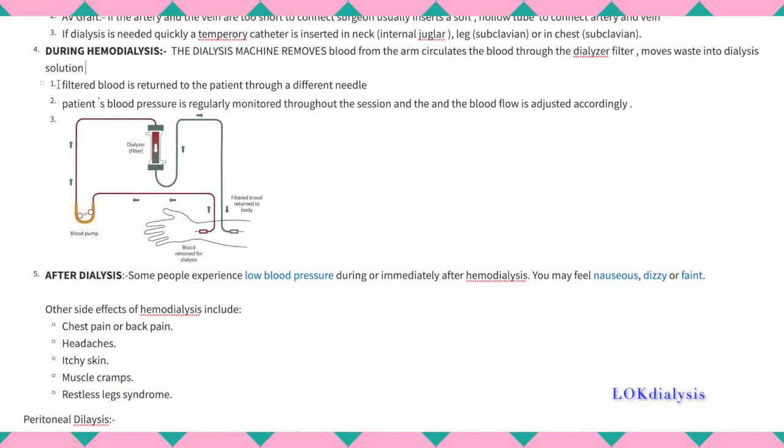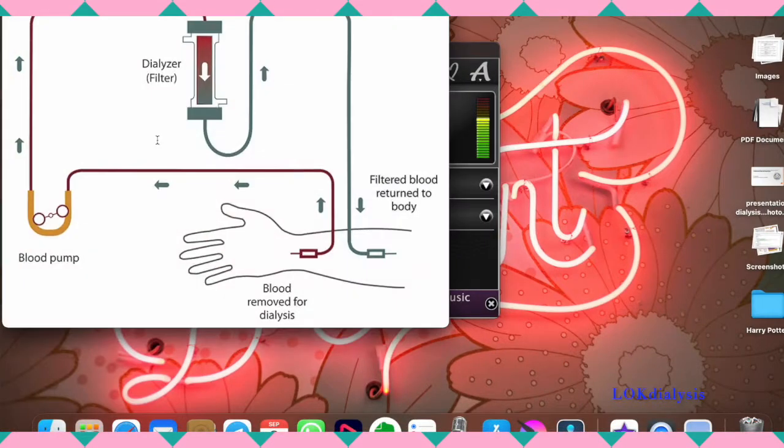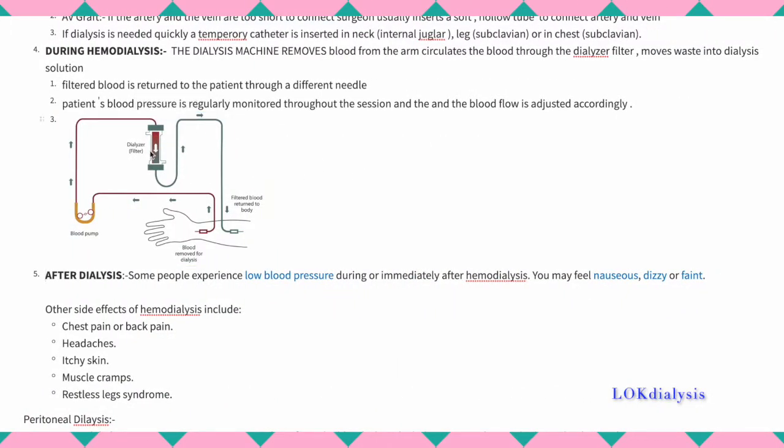Here the filtered blood is returned to the patient through a different needle. The patient's blood pressure is regularly monitored throughout the session and the blood flow is adjusted accordingly. Here we have depicted a photograph of how the hemodialysis treatment occurs in a patient, and here we can see the needle is coming and drawing the blood out of the body, then it is pumped through and passes through the dialyzer filter. Later it is filtered and again inserted into the patient.